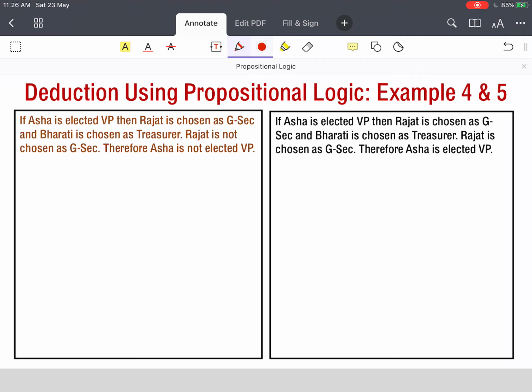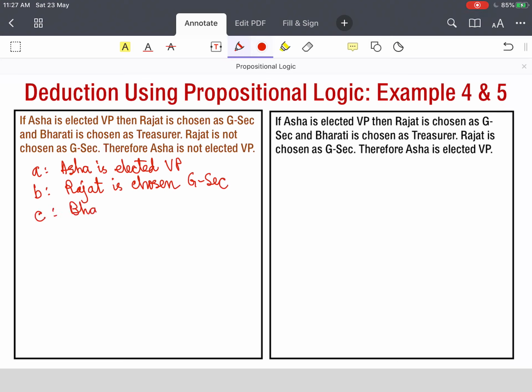Now let us do the other two examples. This example says if Asha is elected VP, then Rajat is chosen as GSEC and Bharati is chosen as treasurer. The second sentence says Rajat is not chosen as GSEC, therefore Asha is not elected VP. So what will be our variables? Our variables will be A, Asha is elected VP, B, Rajat is chosen GSEC, C, Bharati is chosen treasurer.